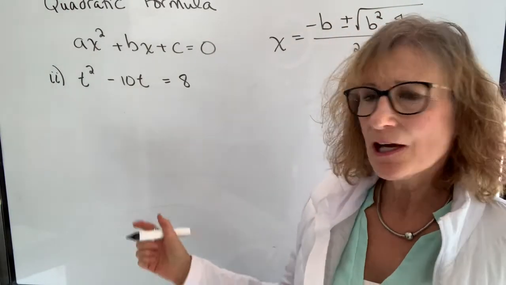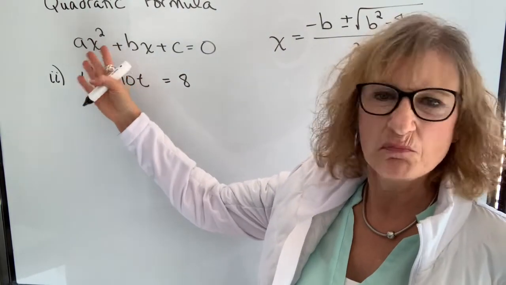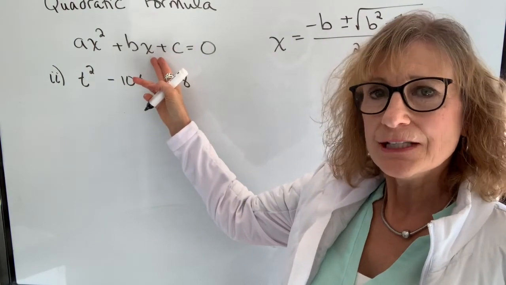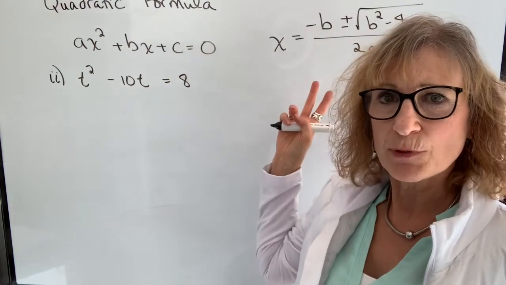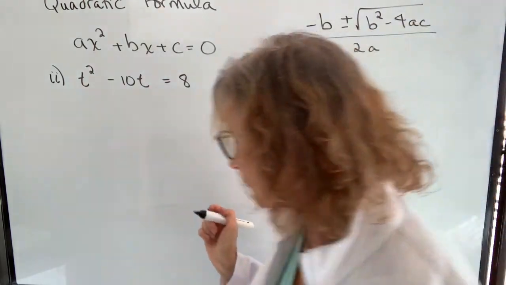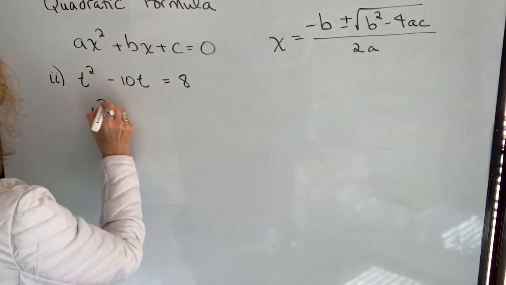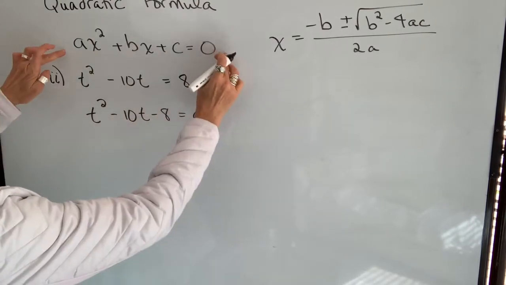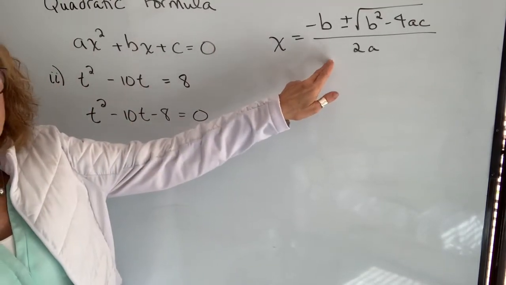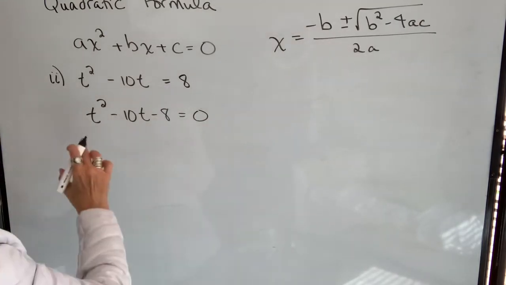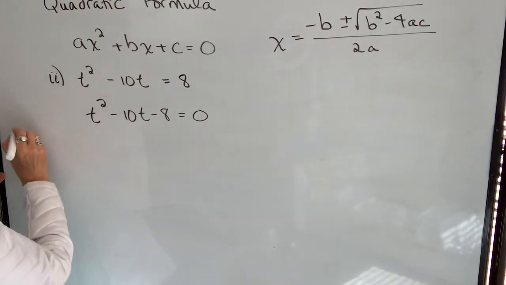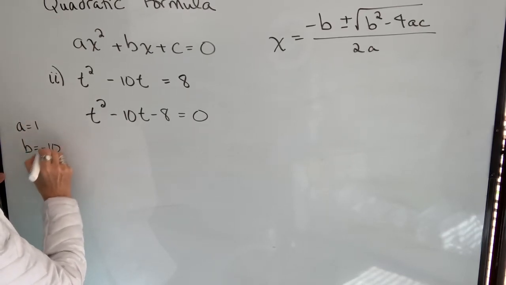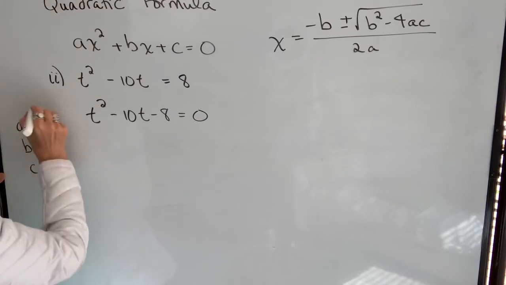In this next example, my variable is a t instead of an x. Doesn't really matter. It's also not in the general form. It needs to be equal to 0 before I can use my quadratic formula, so I'm just going to subtract an 8 from both sides. Now that it's of this form, I can put it into my quadratic formula. Identify your a, b, and c first. So a will equal 1, b will equal negative 10, and c will equal negative 8.